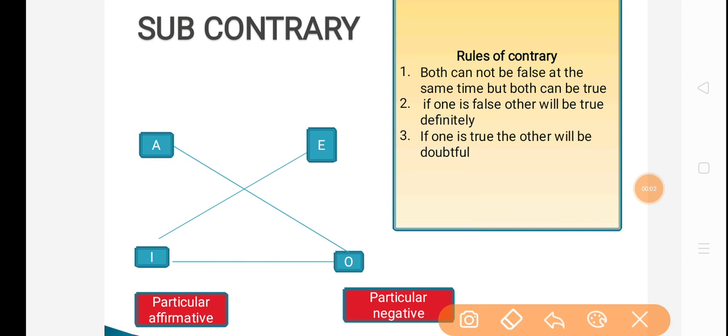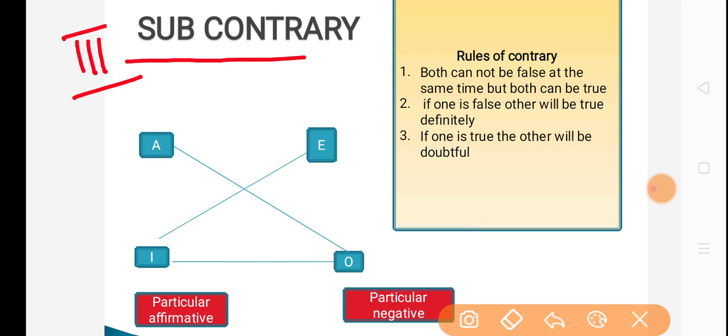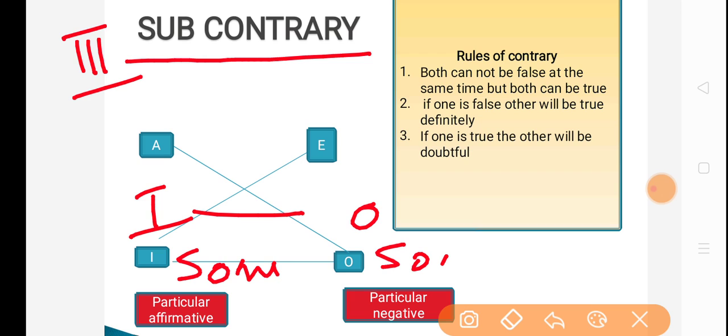Now we're going to learn the third statement of the square of opposition, that is the subcontrary statement. The subcontrary statement states the relation between I and O. In other words, it establishes the relation between some and some not, and also between the particular affirmative and particular negative.